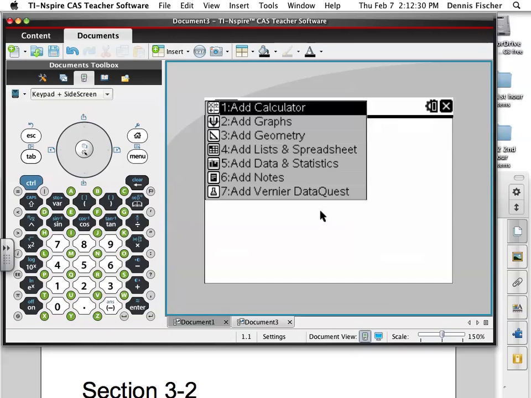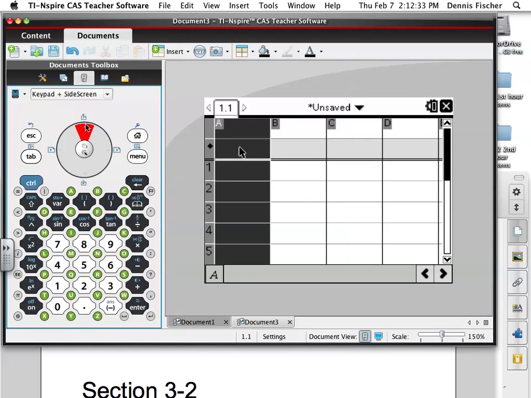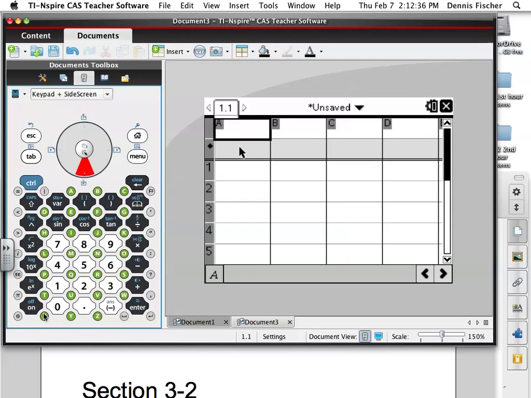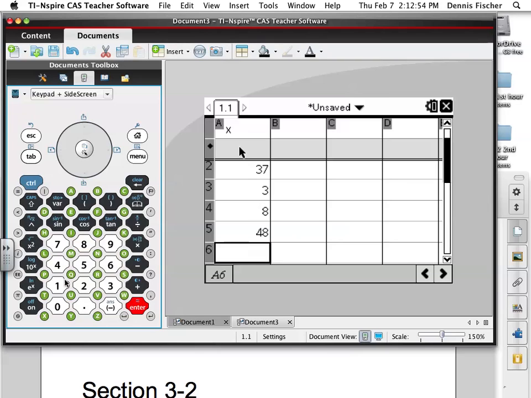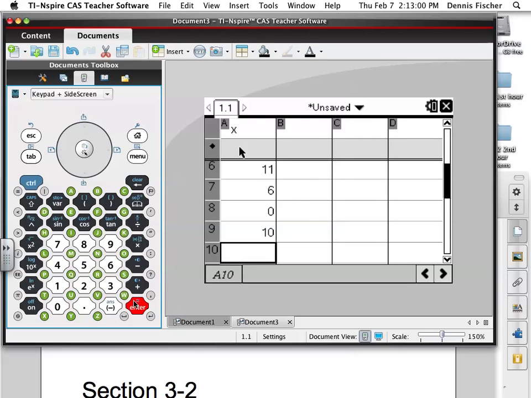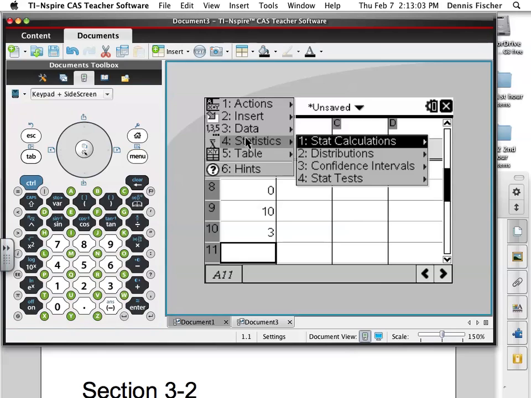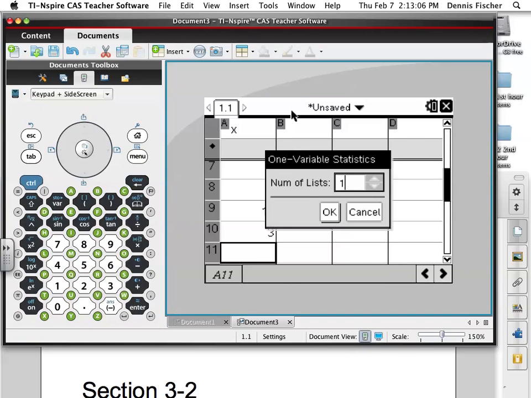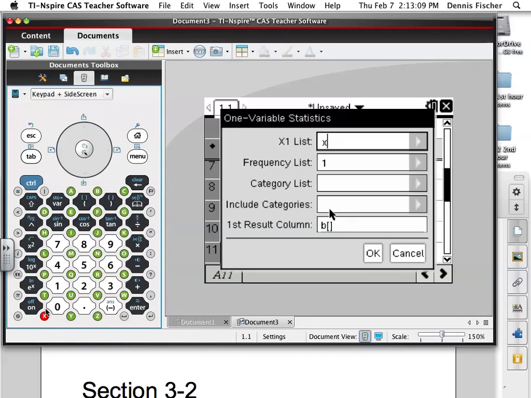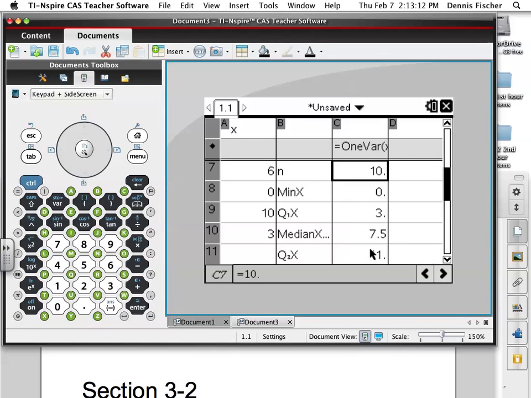New document, no. Listed spreadsheets, I'm going to label this X. So now list the values from that problem again. 7 was the first one, right? What's the second one? 37? 3? 8, 48? 11, 6, 0, and 3. Okay. Now if I go menu, statistics, one variable statistics, say okay, X, okay. I have my values.